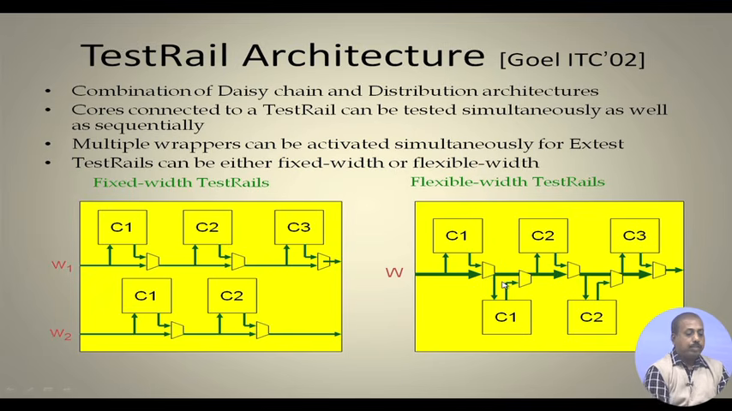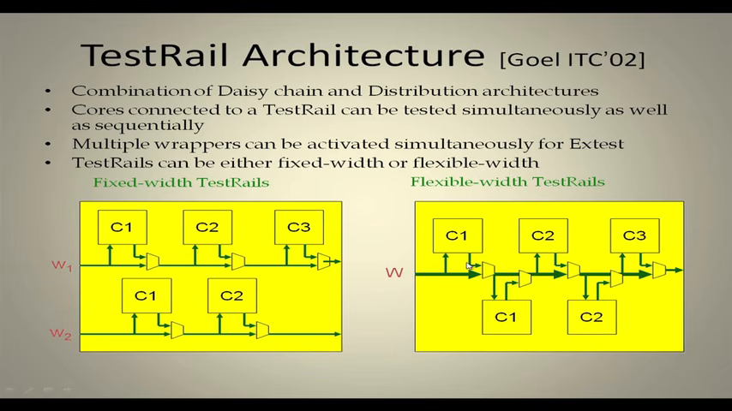That gives the scope for parallel testing further, because if the distribution is such that the first 5 lines are connected to this C1, the second 5 lines are connected to this, and the third 5 lines are connected to this, then I can send a 15 bit pattern and that can feed C1, C2, C3 parallelly. So that can be done. That is another way of getting parallelism with flexible width rails.